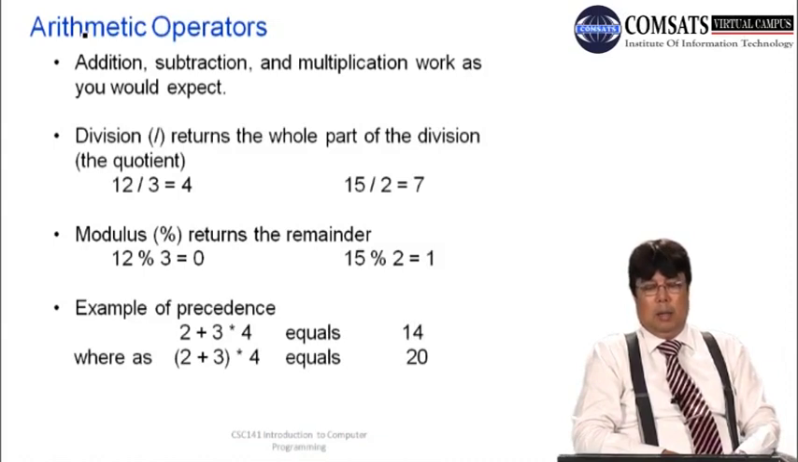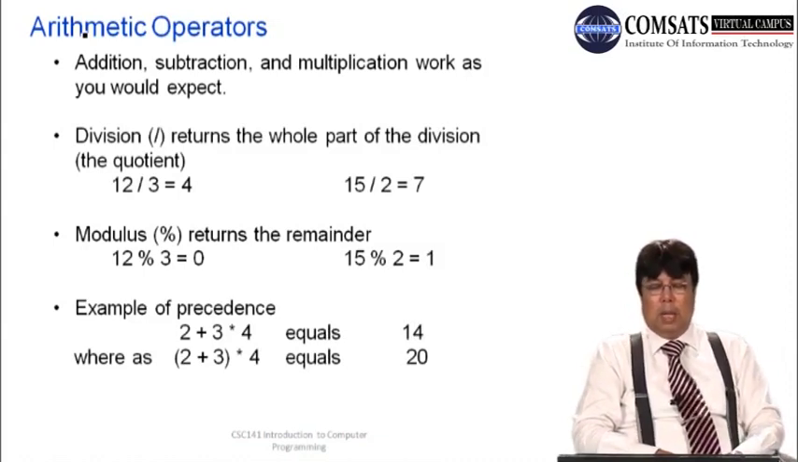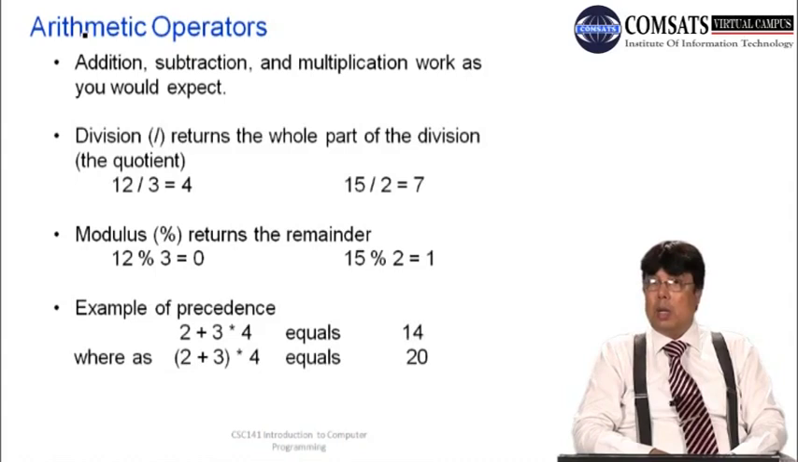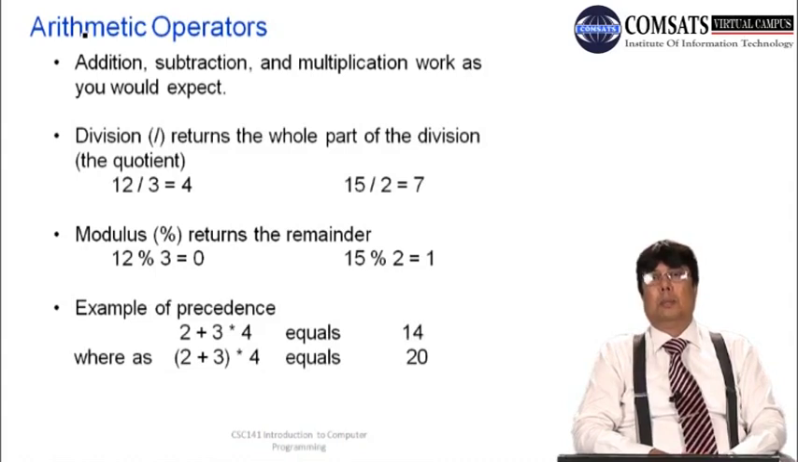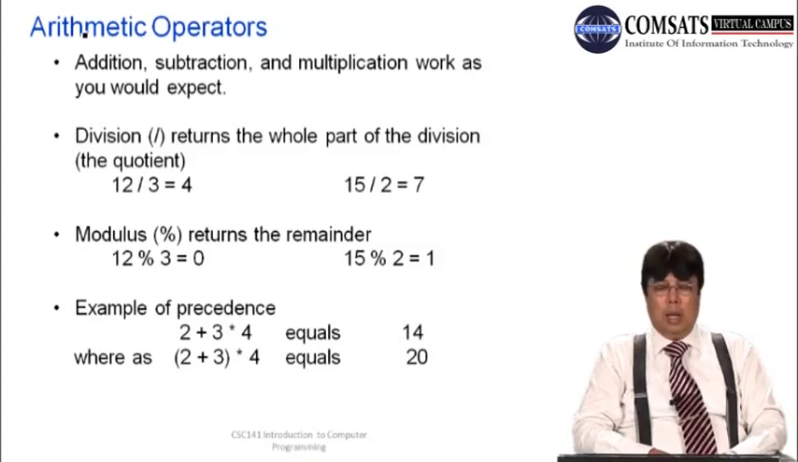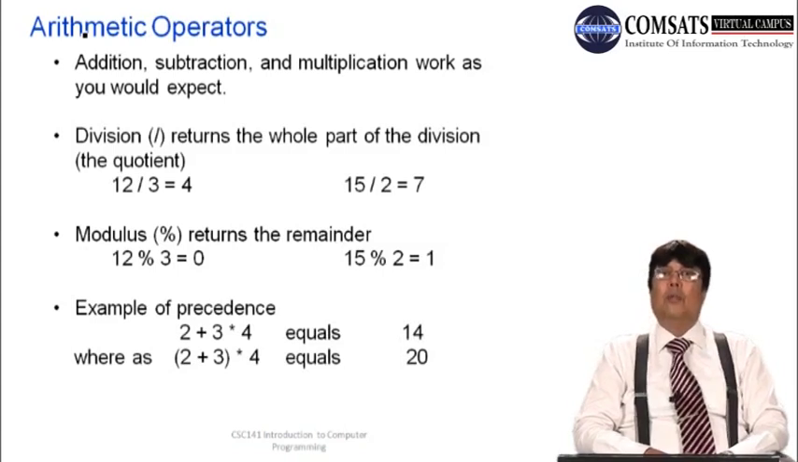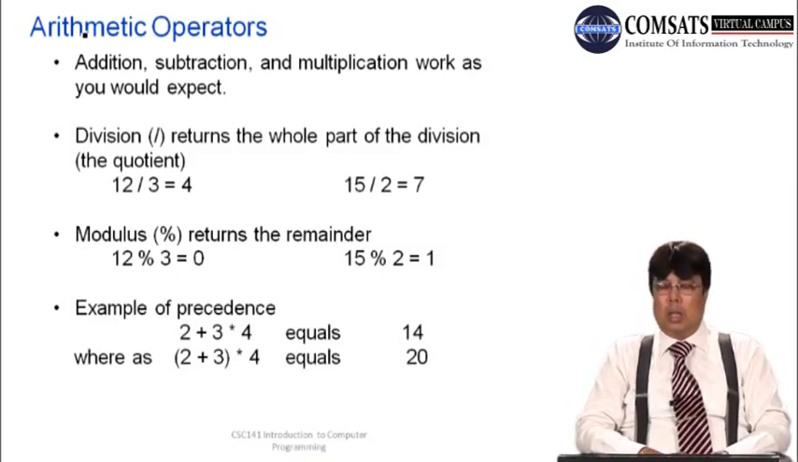Why? Because 2 plus 3 multiplied by 4 contains two operators, where the precedence of multiplication is higher than plus. It means 3 multiplied by 4 will be calculated first, and then the answer will be added with 2. So the answer is equal to 14.